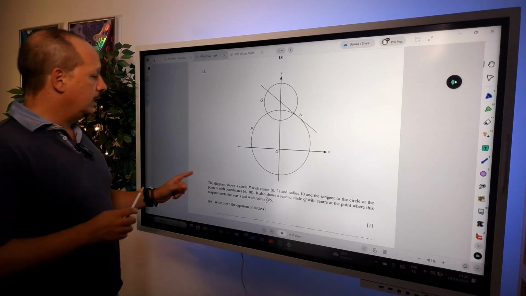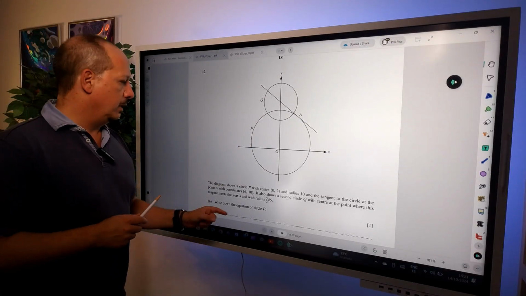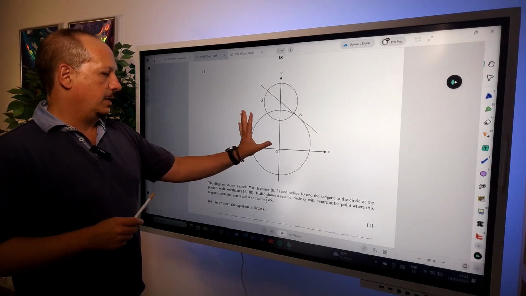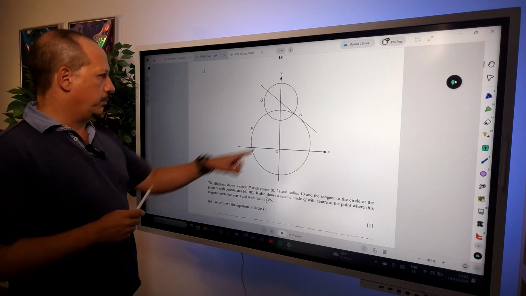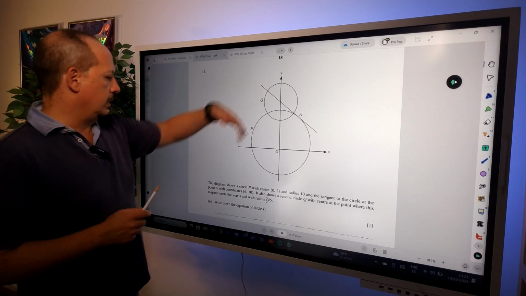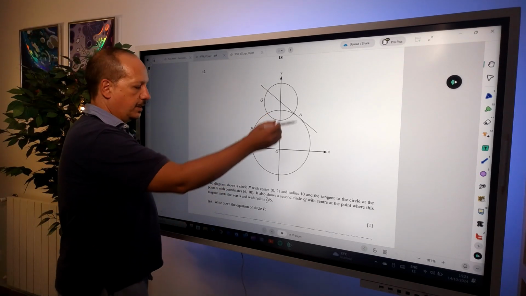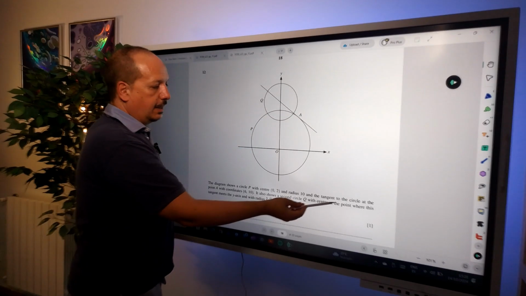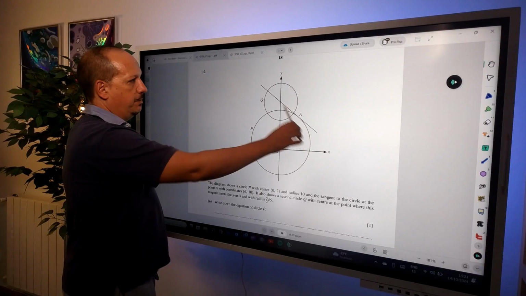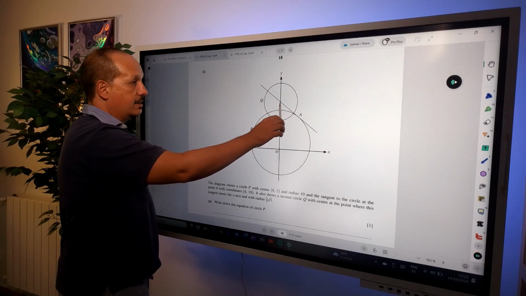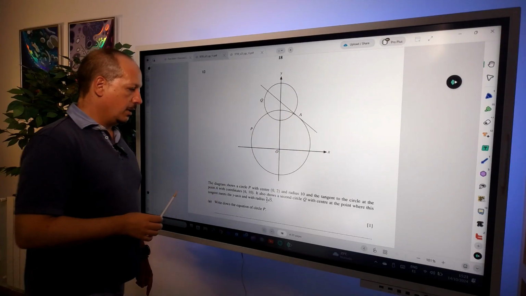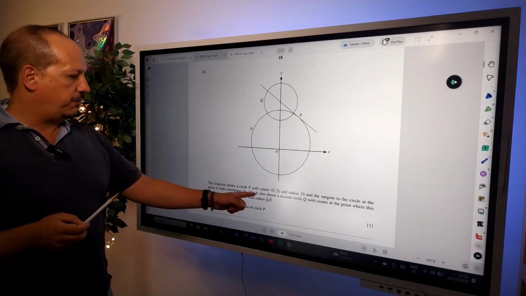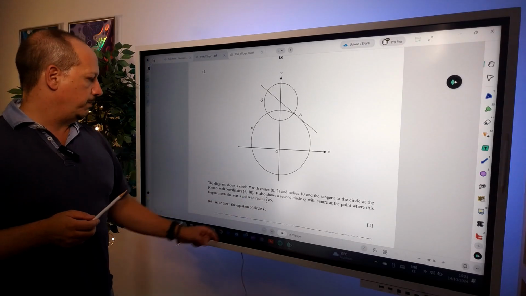We have a diagram that shows a circle P, the big one, that has center (0, 2) and radius 10, and a tangent to the circle at the point A with coordinates (6, 10). So you have the coordinates of that point. It also shows a second circle Q with center at the point where this tangent meets the y-axis. So this is the center of Q. And you also know the radius of this one, which is 5 square root of 5 over 2.